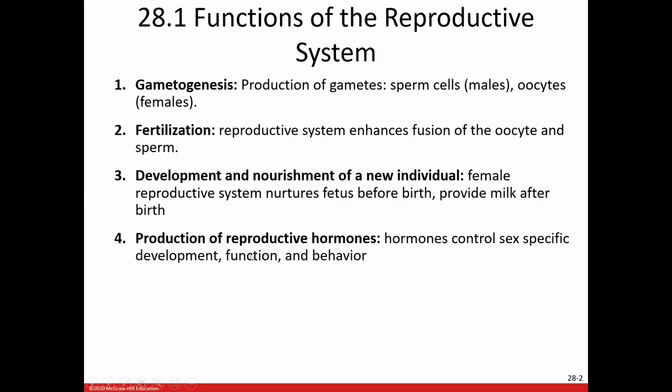Then we have, lastly, the production of reproductive hormones. So the obvious ones we have are estrogen in females, and then testosterone in males, which largely contribute to primary and secondary sex characteristics. But we also have lesser known hormones, like your follicle stimulating hormone and your luteinizing hormone, that are going to contribute to the initial production of testosterone and estrogen.